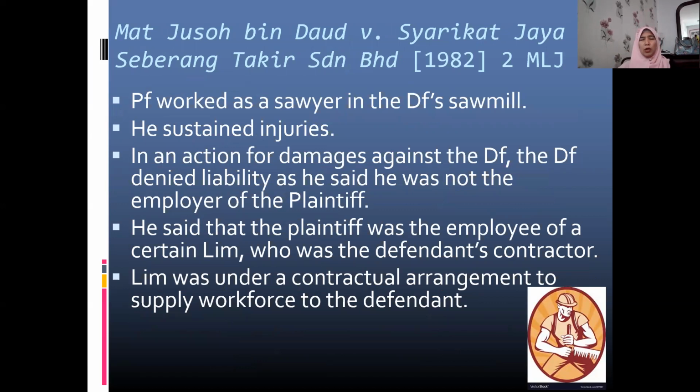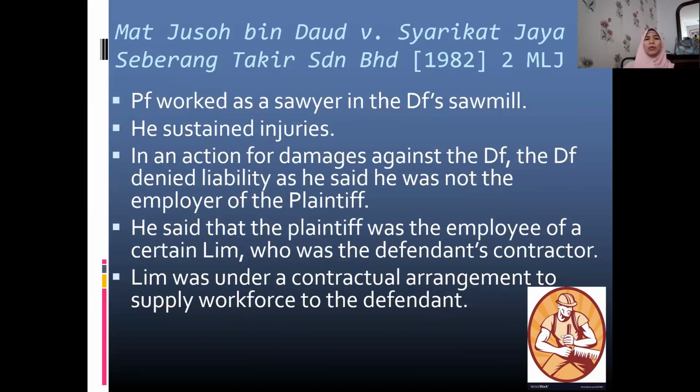We have this local case, Mak Yusof bin Daud and Syarikat Jaya Seberang Takir Berhad. The plaintiff worked as a sawyer in the defendant's sawmill, and while he was working, he sustained some injuries. So now he is suing the defendant in an action for damages. The defendant, the employer, denied liability, because he argued that he was not the employer of the plaintiff. He said, no, I'm not your employer. And he said that the plaintiff actually was the employee of another person by the name of Lim.